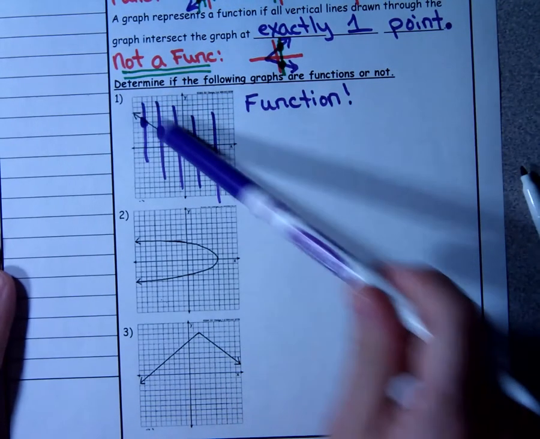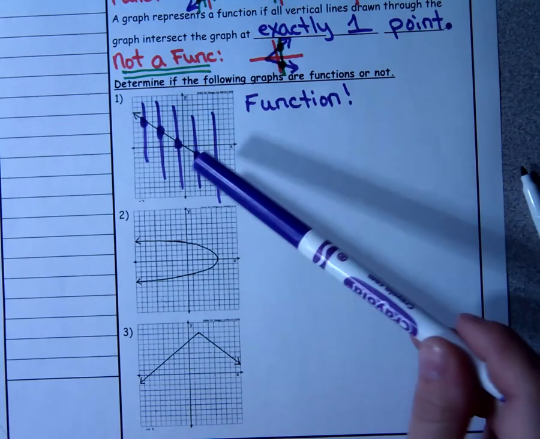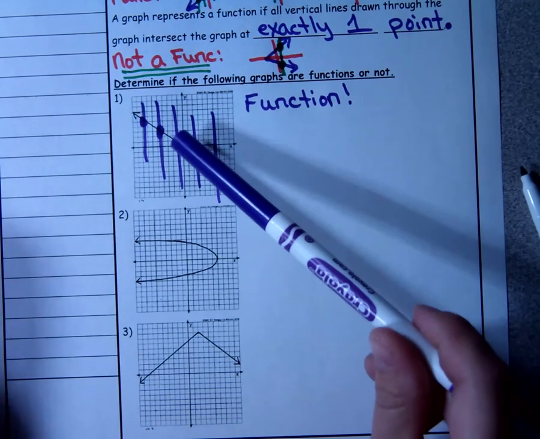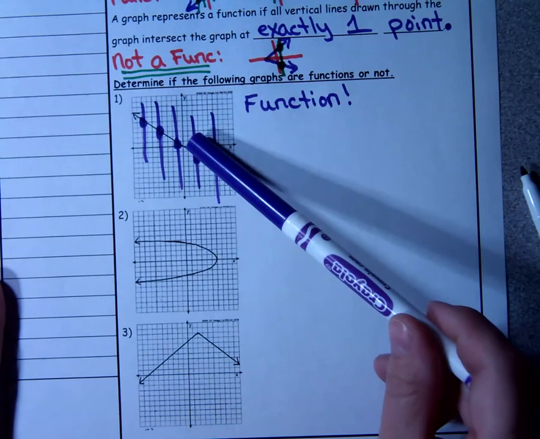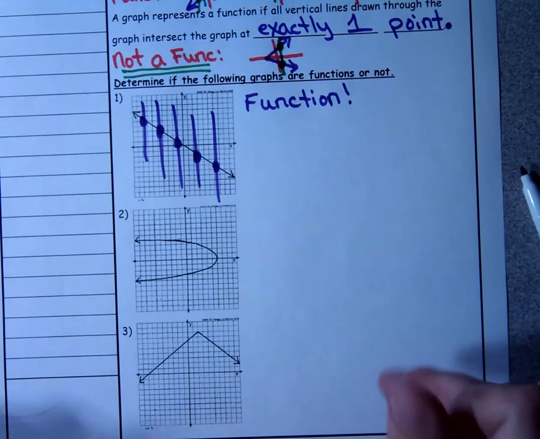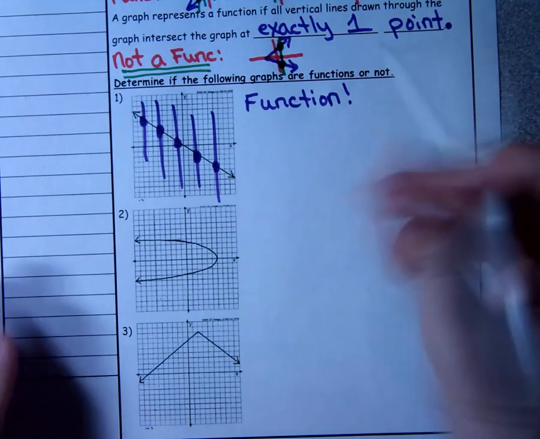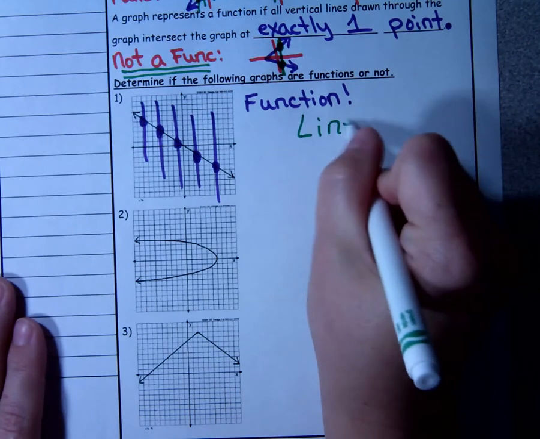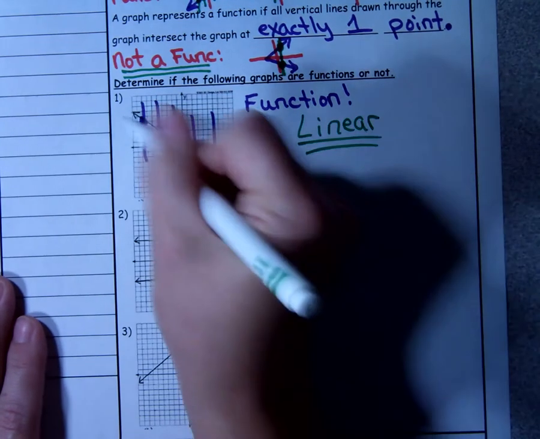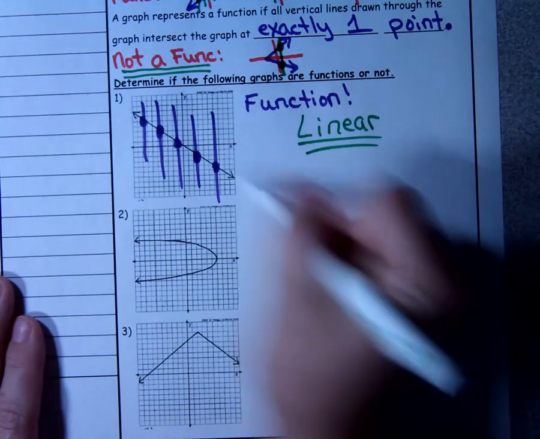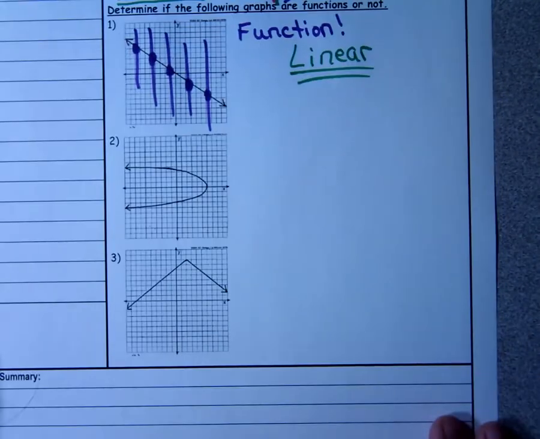Now, if I wanted to know what kind of graph this was, is it linear, is it quadratic, is it absolute value, or is it exponential? What would you tell me? And the answer is linear because it's a line. And linear means line.